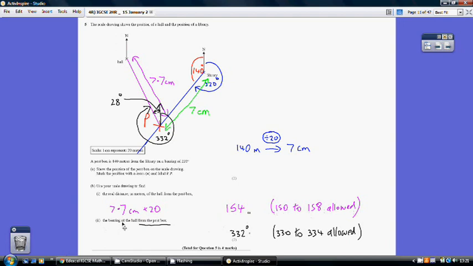Now part 2, find the bearing of the hall from the post box. Be careful, it's from the post box. So pop in a north, and then you want to measure around this angle here, all the way around to our line between the post box and the hall. Probably easiest to work out this acute angle here, which is about 28 degrees, meaning that our bearing, because bearing is always measured clockwise, is going to be 360 degrees less the 28 degrees, which is 332 degrees. The mark scheme allowed anything between 330 and 334.